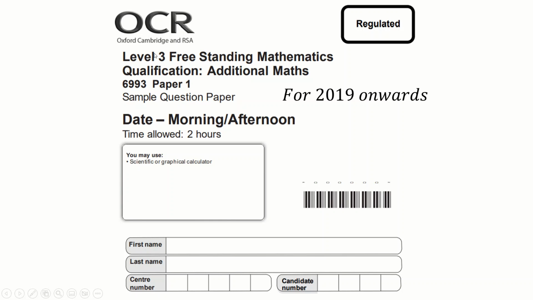This is the OCR Level 3 FSMQ in Additional Maths. There's only one paper, and this is for 2019 onwards. This is a sample paper for this. Now, 2020 and 2021 don't exist.